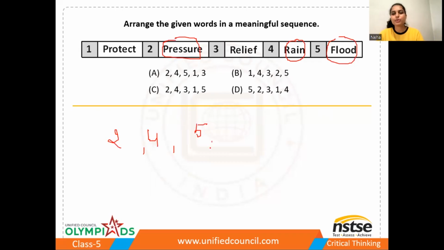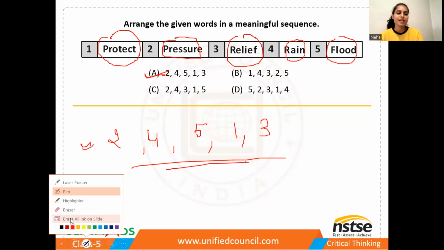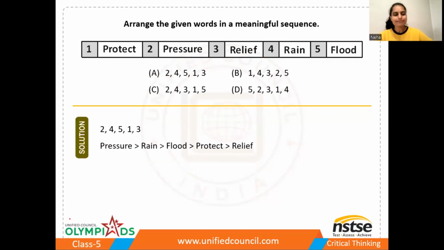So now it is 5. Then we have to protect ourselves from the rain, and then we will have some relief after the protection, right? So yes, this is the correct order to arrange all these numbers. So 2, 4, 5, 1, 3. Yes, option A is your right answer. Perfect. Let me show you the solution.